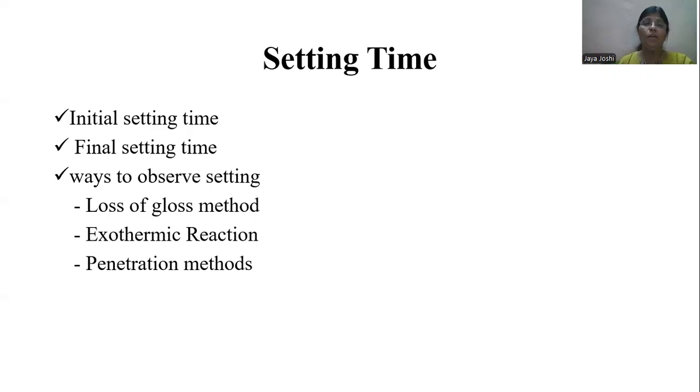Second is the rise in temperature. As everyone of us knows, this setting reaction is exothermic in nature, so heat will be evolved. So if you find warmness or rise in temperature, that shows again the material is setting. This also will not give you the exact setting time, but at least it gives the idea. Then the third one is the penetration method, which gives you the exact setting time.